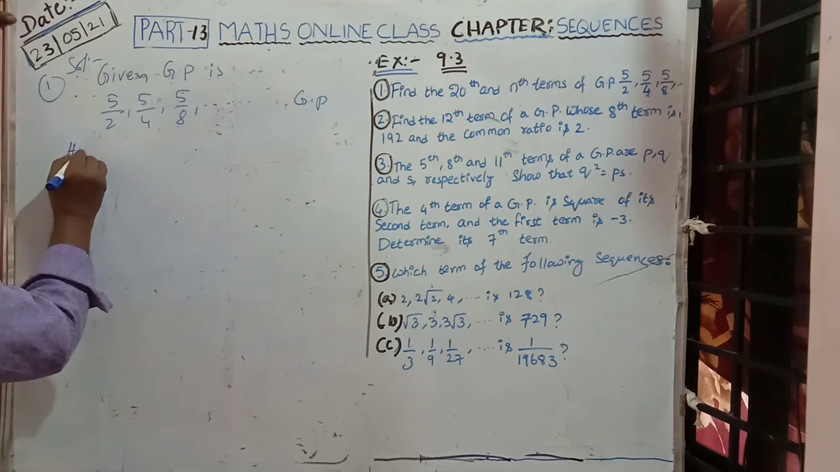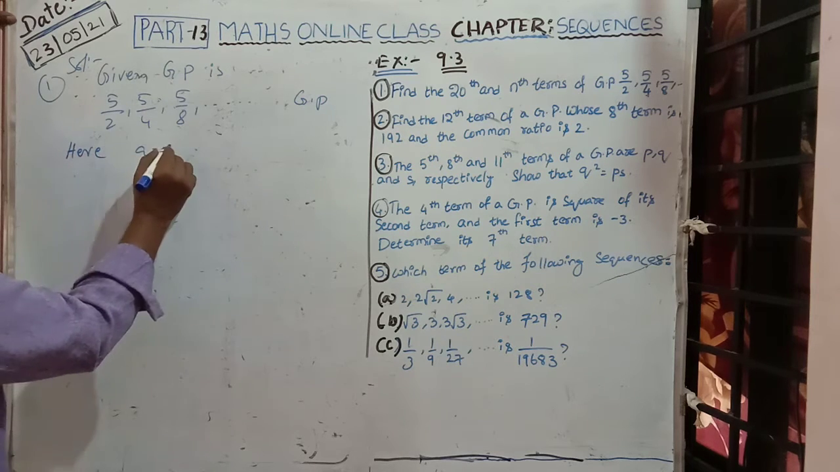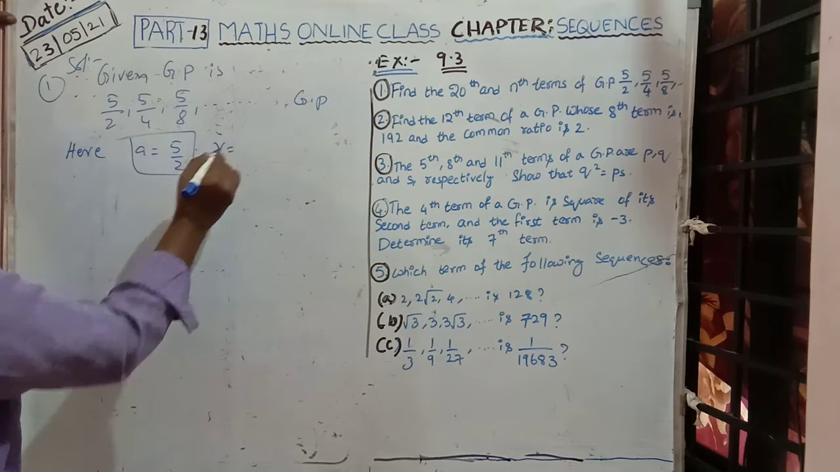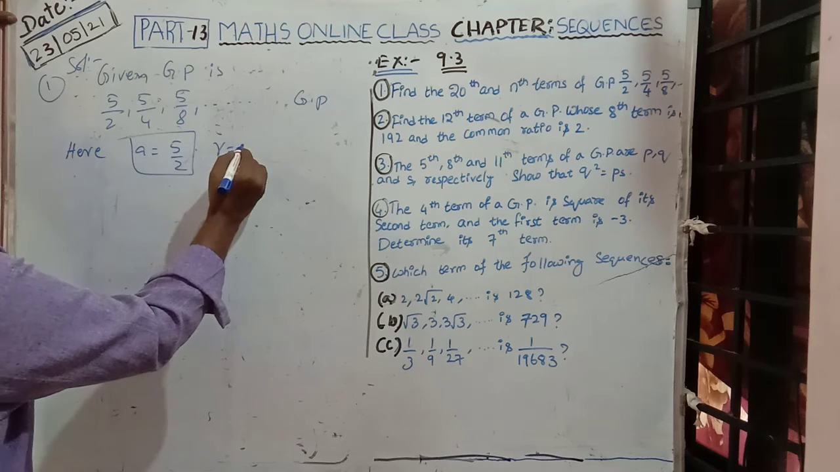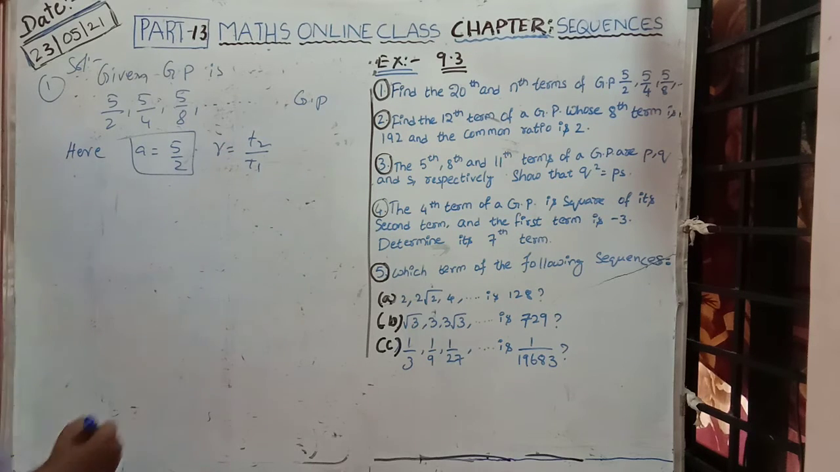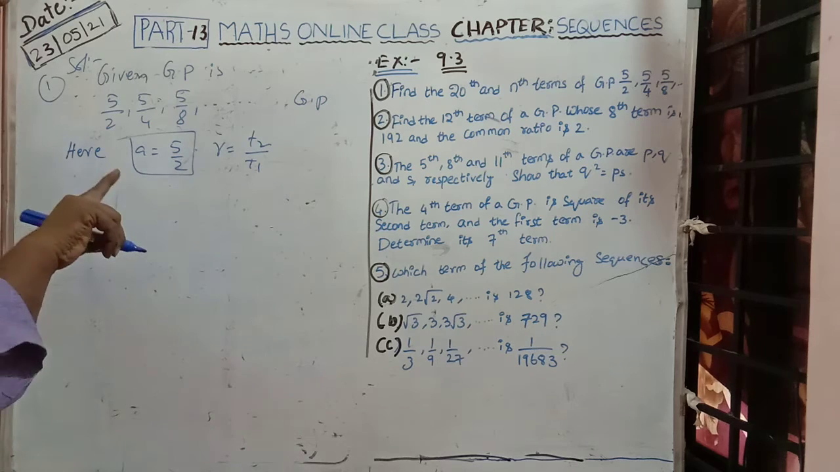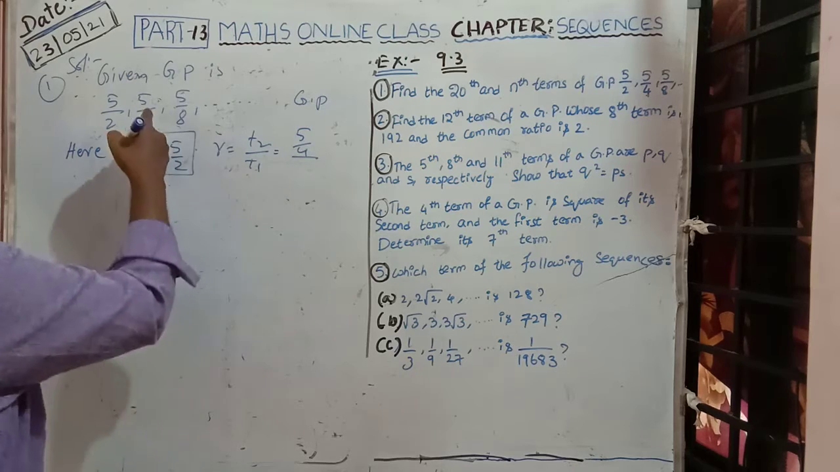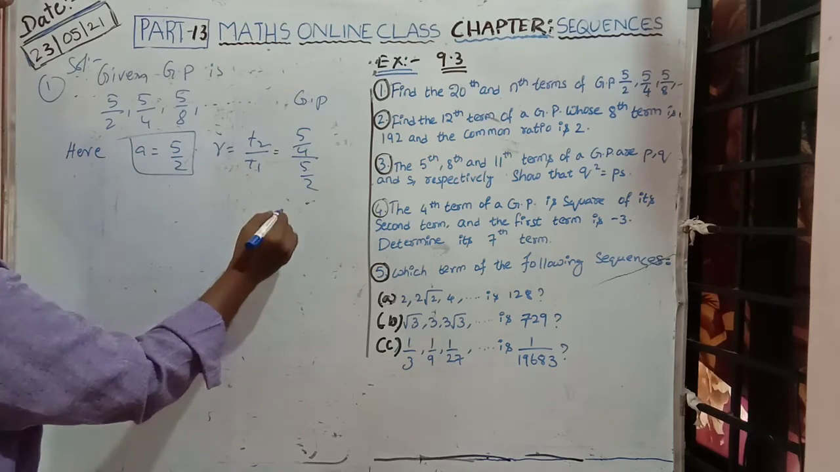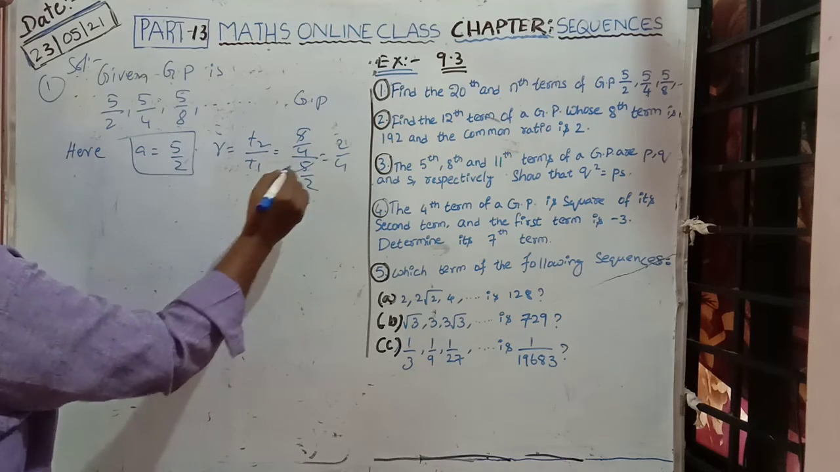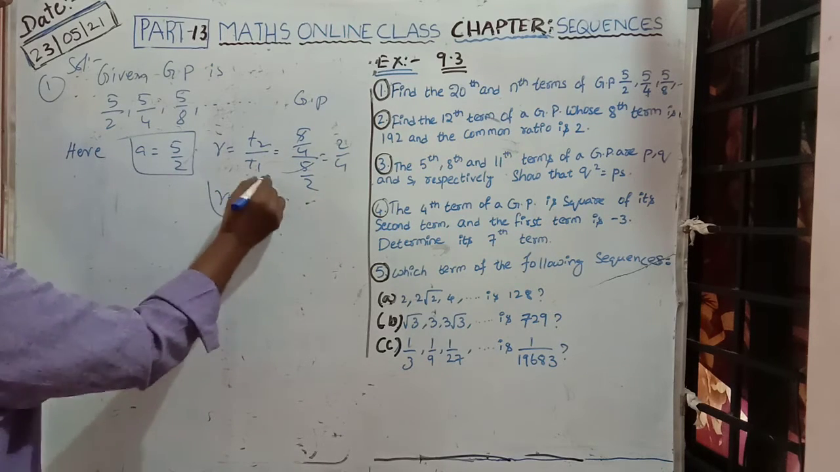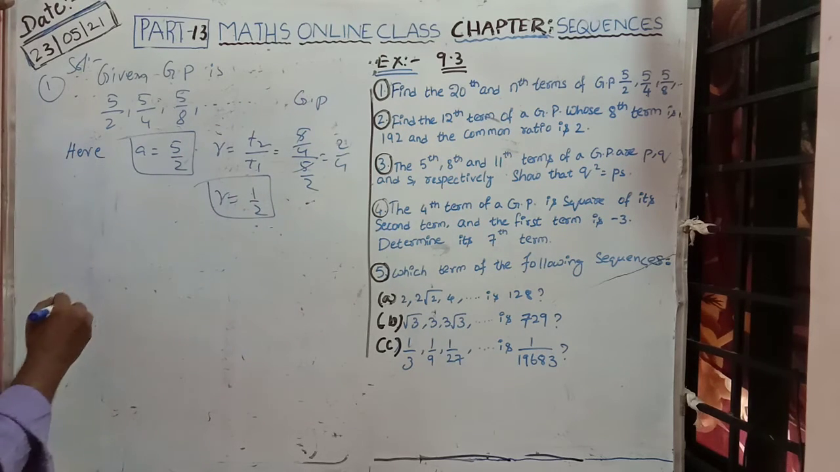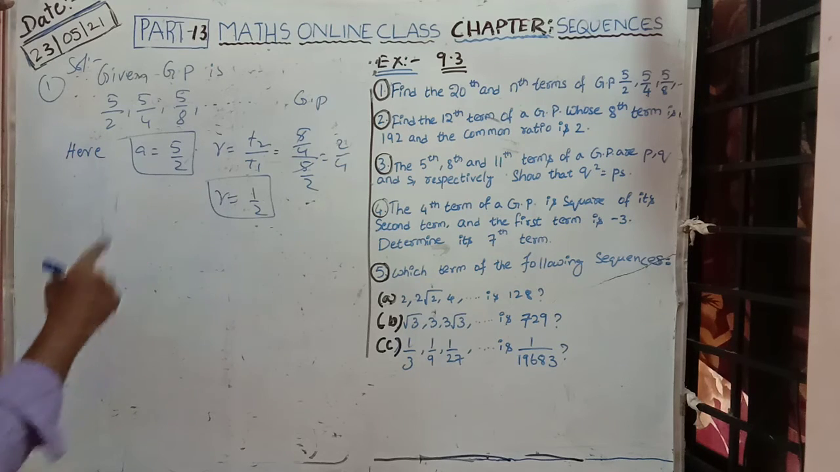Here, what is A? A is the first term, 5 by 2. What is R? R means common ratio. It is T2 by T1, whereas common difference is T2 minus T1. But here it is the ratio, T2 by T1. T2 is 5 by 4 and T1 is 5 by 2. 5 cancels, so it is 2 by 4. So R is equal to 1 by 2. So A and R are there.